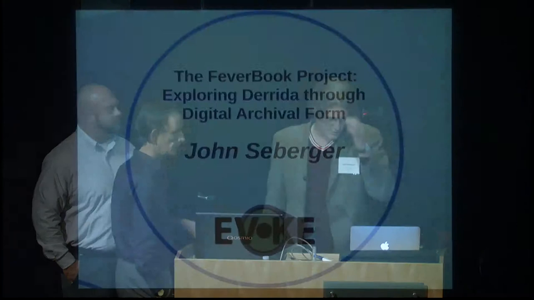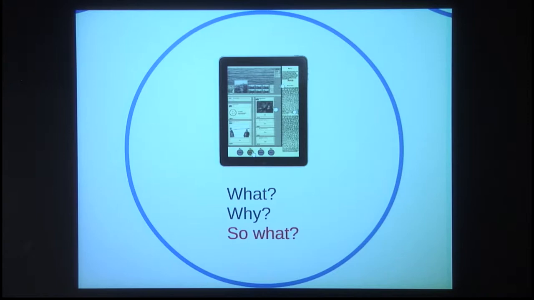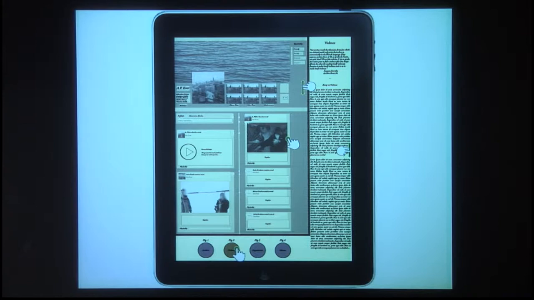So, hello, and as Jeff said, I'm going to be discussing a project that we have going on in the Evoke Lab that's called Fever Book. The name will start to make sense, if it hasn't already, shortly. There are three issues to address: the what, the why, and really the so what, because let's face it, Derrida and Facebook are not predictable partners. What we're looking at right now is an early mock-up, and I stress early, of one of the user interfaces that will be part of the Fever Book project.